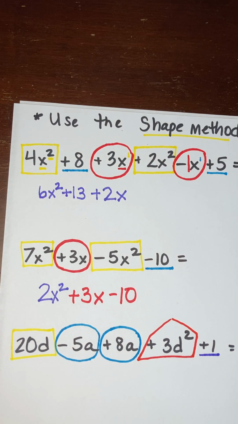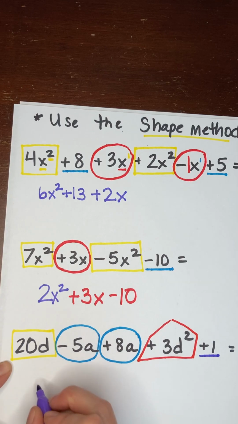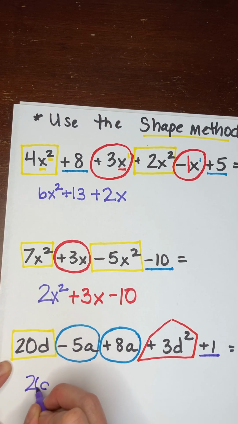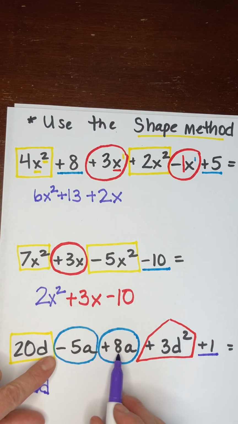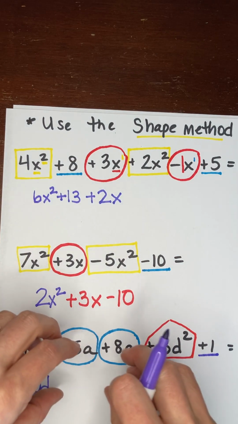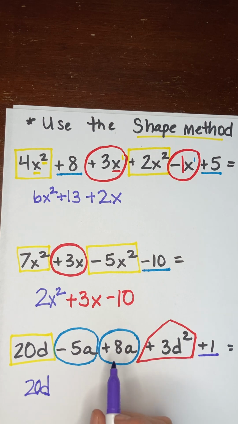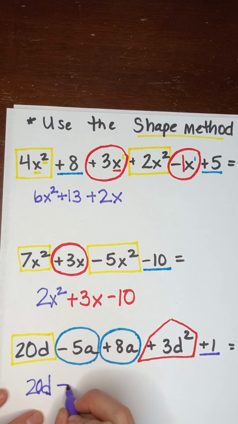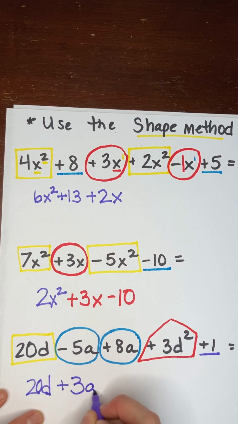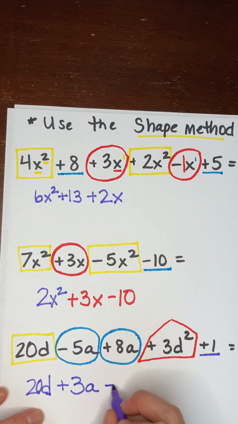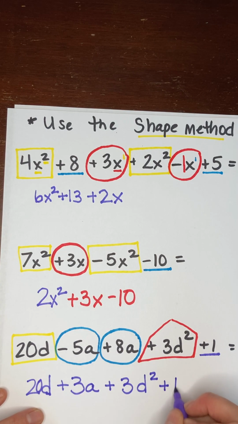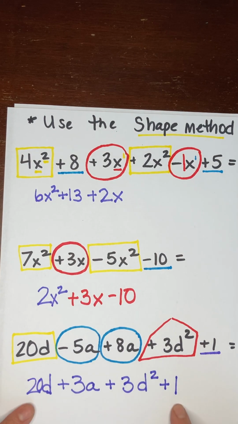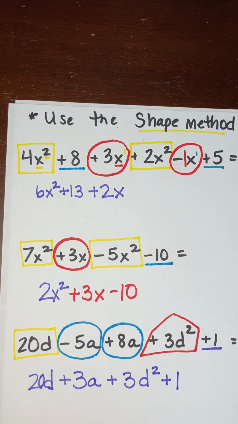Okay, is there anything here that we can combine? That 20d has nothing to combine with. So we're just going to copy it down. 20d. Okay, then I have two a's. So minus 5 and plus 8. When I have this, I could actually put them in any order. So it's the same thing as 8 minus 5, which is 3a, and then I have a 3d squared, and then a plus 1. Okay, so that's our expression simplified. I hope that helps.